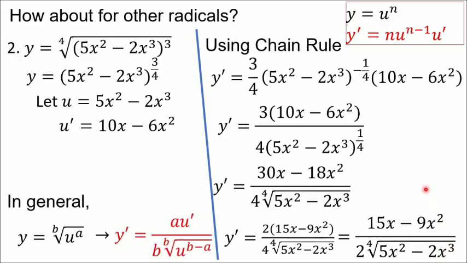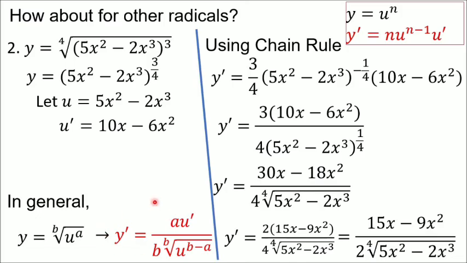So, from these previous examples natin, yung itong number 2 at saka yung kanina, instead of using this chain rule, ay pwede pala nating gawaan ng formula. So, in general, pwede nating i-ganito. If y equals the bth root of u to the a, the derivative of this will become, ito yung formula na pwede nating gamitin as a shortcut kaysa gamitan pa natin ng chain rule. Na pareho lang naman pala yung result.